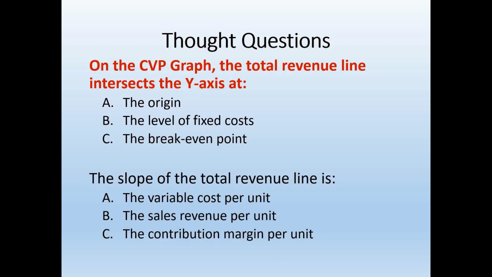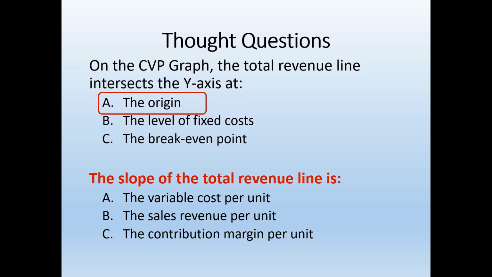Here are some questions to think about. On the cost volume profit graph, the total revenue line intersects the y-axis where? At the origin, the level of fixed costs, or the break-even point? Right. If you take a look at the graph, the revenue line goes through the origin because when we don't sell any units, we don't have any revenue.